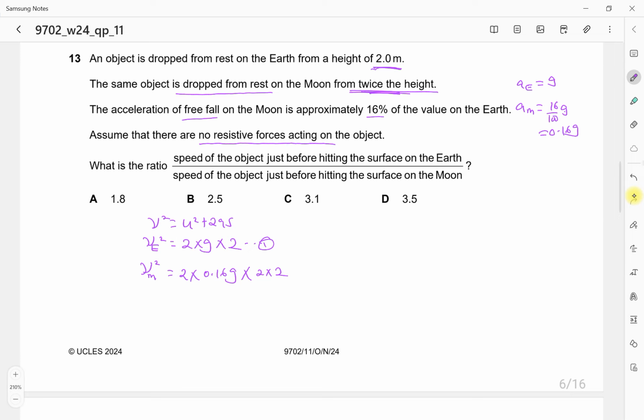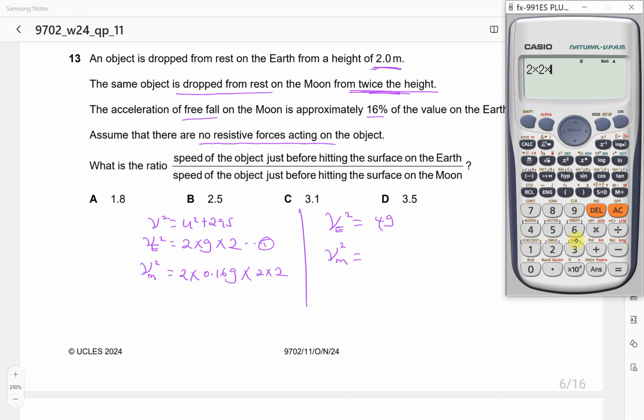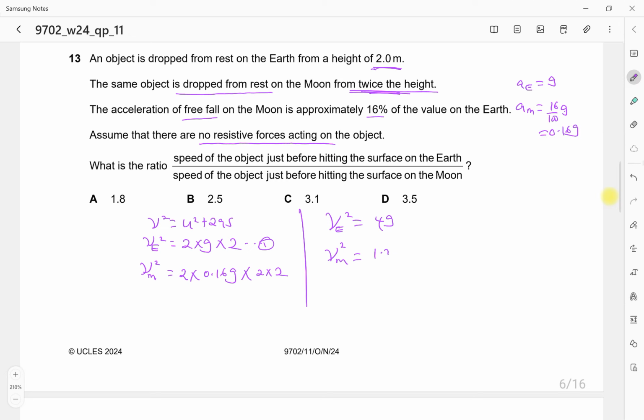So I'm just going to solve these two equations. I have that v on Earth squared is equal to 4g, and I have that v squared for the moon equals 2 times 2 times 2 times 0.16, that is 1.28, times g. So I want the ratio of speed for Earth over speed for the moon.